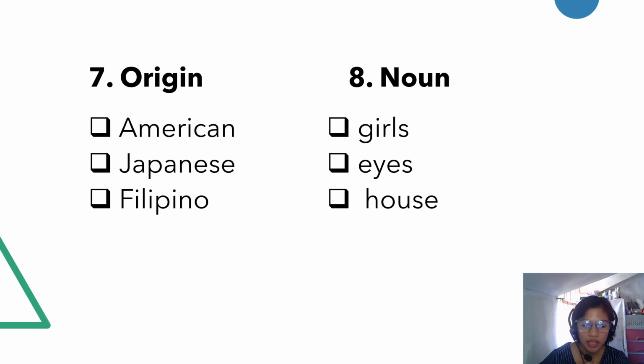So, the noun is the one that you are describing. Okay? This is the one that we are talking about. The girl, eyes, house, or any noun that you can describe. Okay? For example, the pretty girl. Okay? So, the noun that I am describing there is the girl. That the girl is pretty. Okay?